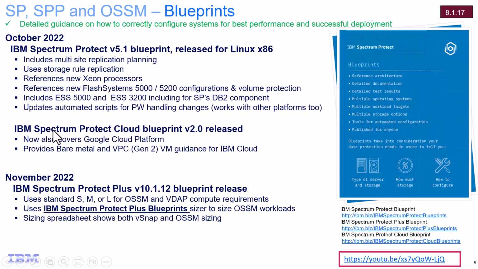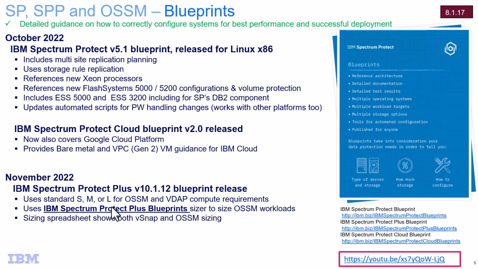Okay, for the IBM Spectrum Protect Cloud Blueprints, we've released version 2.0, and the biggest change here is that it now also covers the Google Cloud Platform, and it provides bare metal and VPC Gen 2 virtual machine guidance for IBM Cloud. In November of 2022, we introduced IBM Spectrum Protect Plus version 10.1.12 blueprints, and the biggest change here is that it covers utilizing OSSM.